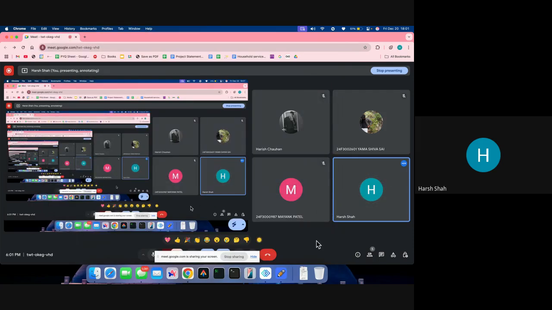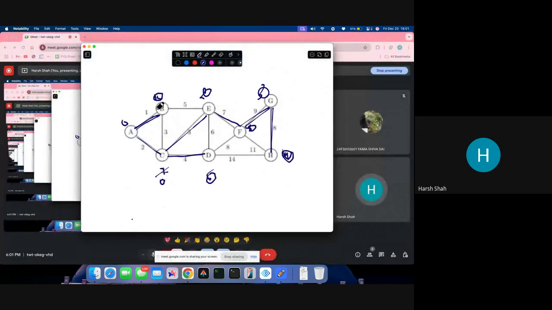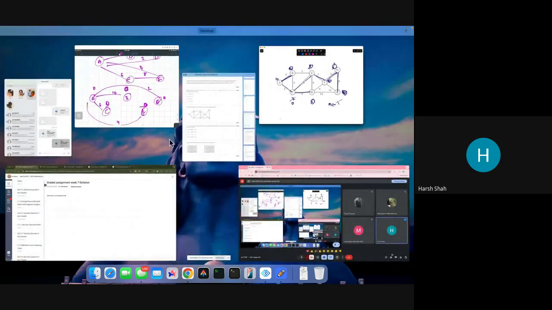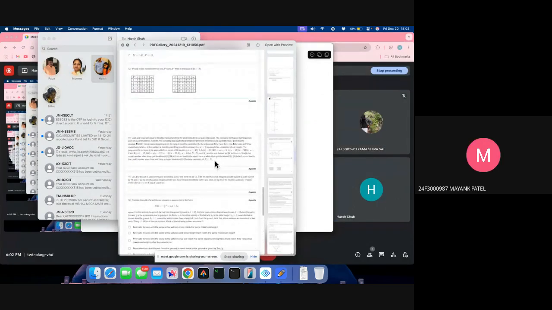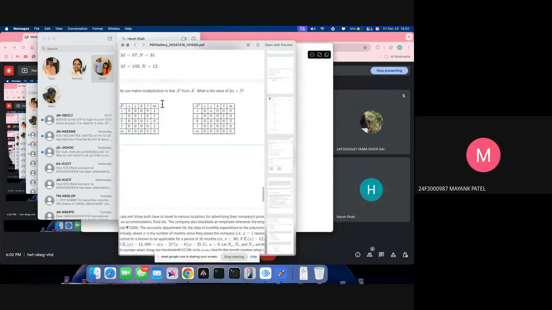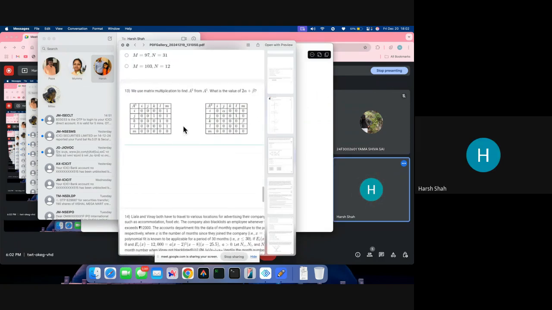Mayank? Yes, sir. So you update the components and find the values like this. Okay. So that is an MST concept. What was the other question? The 13th one. Okay. We need matrix multiplication. Matrix multiplication.